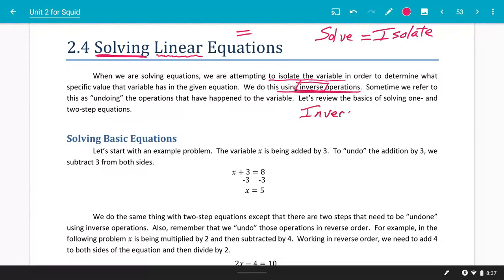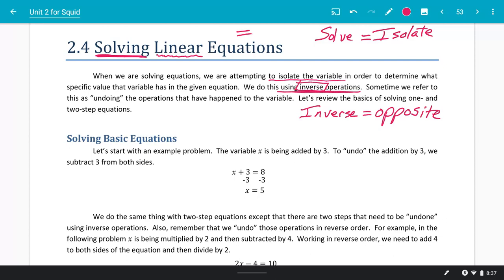What does inverse mean? It means opposite. Inverse means opposite. Well, let's keep our theme going. I say inverse, you say opposite. I say opposite, you say inverse. There's really only 4 operations in math.